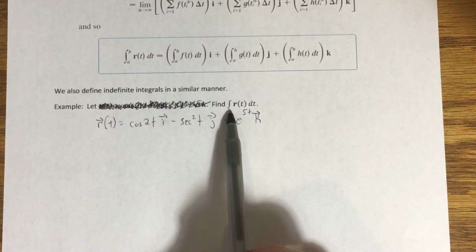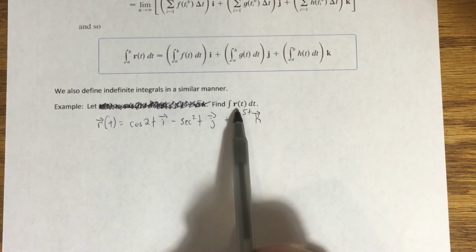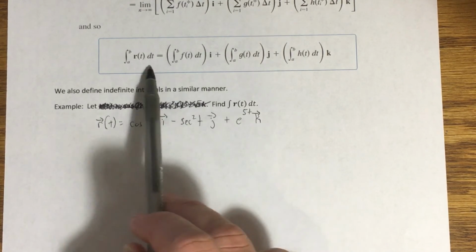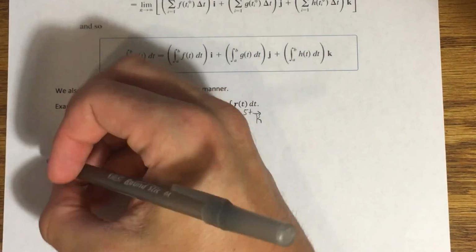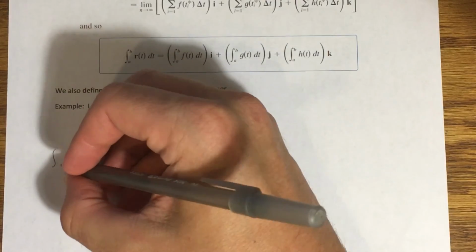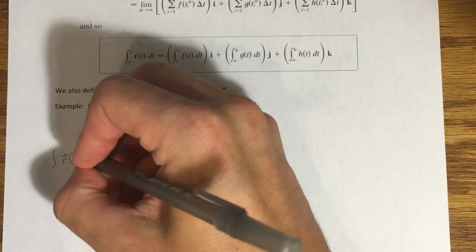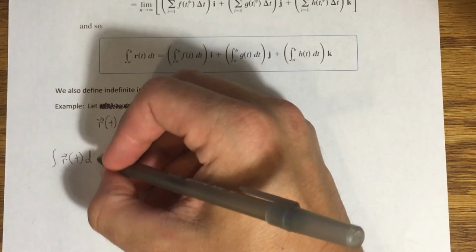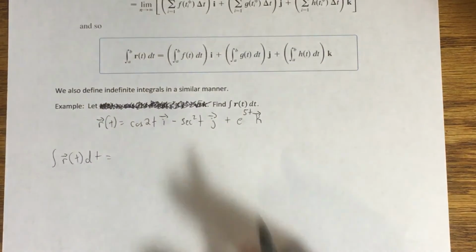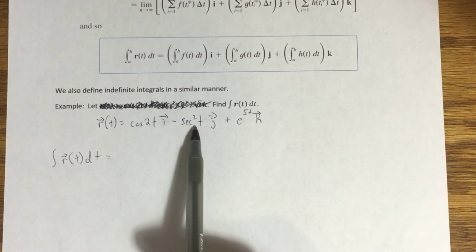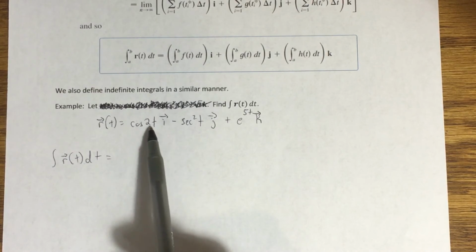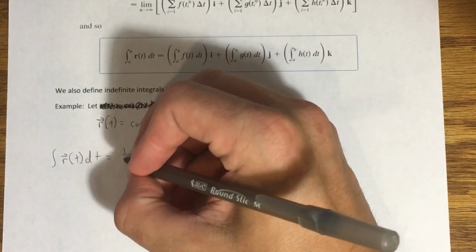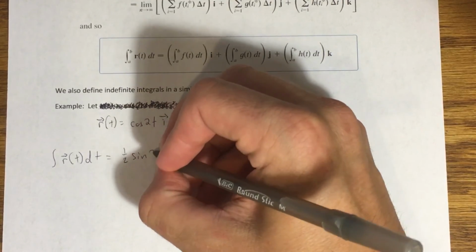Okay, notice here we're asked to find the indefinite integral of r of t. So even though we talked about definite integrals here, we're doing an indefinite integral for this case. How do we do that? Indefinite integral of r of t dt. I'm really just integrating each one of these component functions. So what is the integral of cosine of 2t? Well, that would be 1/2 sine of 2t.